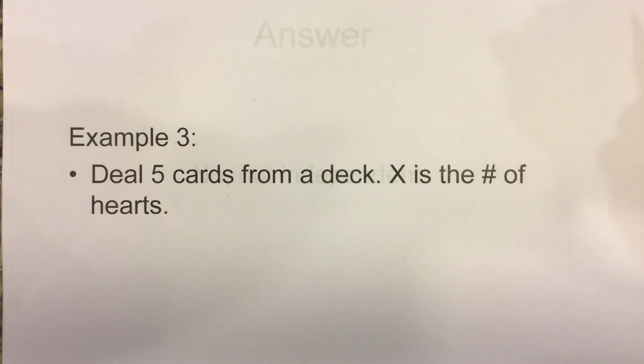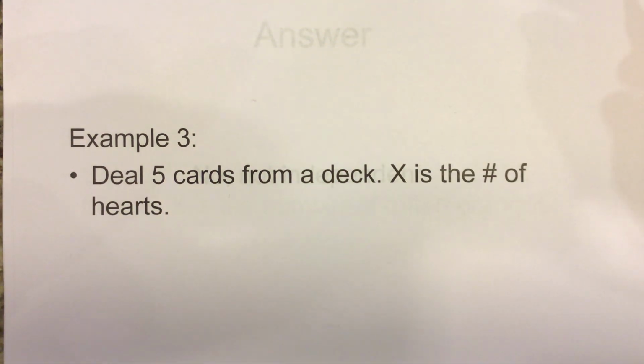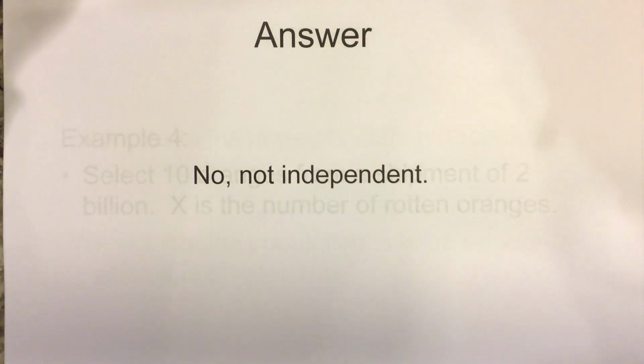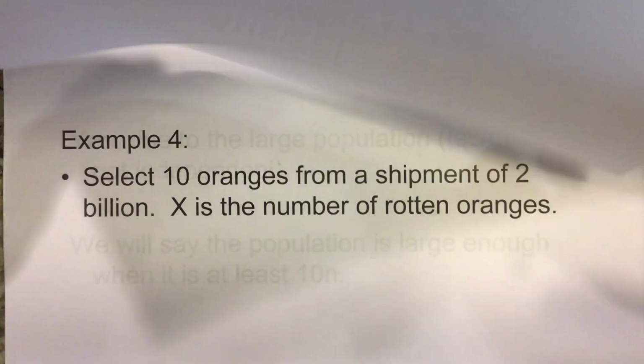Third, do I have a fixed probability of success? Right, the first card, there's 13 out of 52. But once you're dealing without replacement, guess what? Your probability of success changes after every card is removed. So we do not have a fixed probability of success. We also lack independence. So, nope. It's not independent. We do not have a fixed probability of success. All right, let's try one more. This one's kind of tricky.